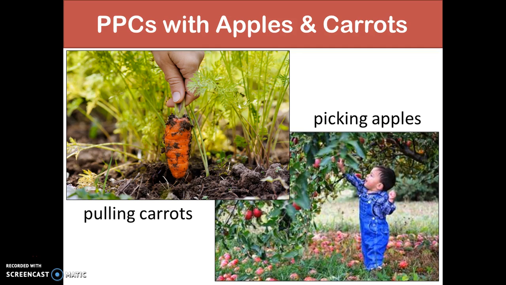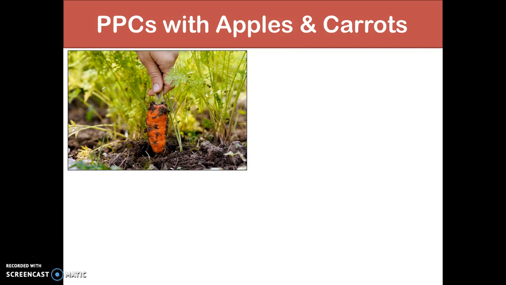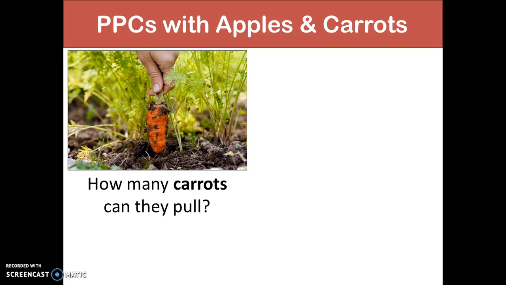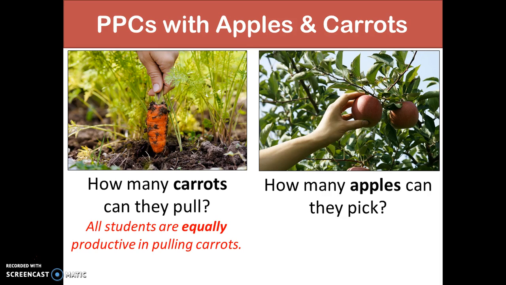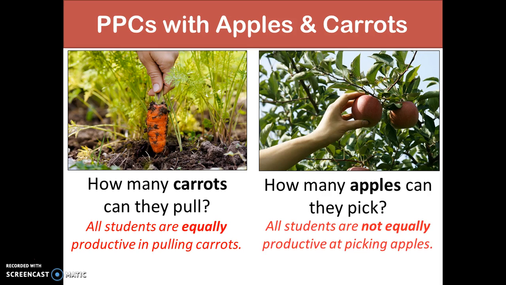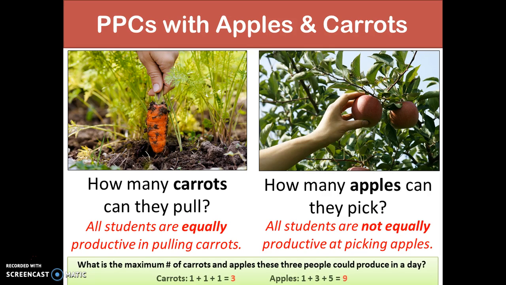We then did an exercise to illustrate what happens to PPCs under different scenarios, and it involved pulling carrots and picking apples. Given a group of 3 students, they each could pull 1 carrot per day, so they were equally productive in pulling carrots. Because of their different heights, they could not all produce the same number of apples, so they are not equally productive at picking apples. In this situation, students were able to pull 3 carrots and pick 9 apples in one given day. So we plotted those points on a graph, and that's what we have here.